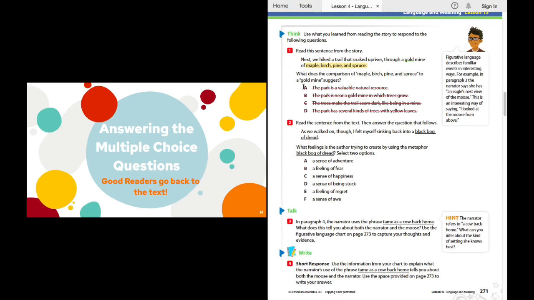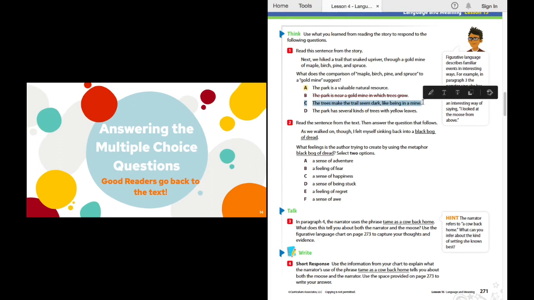So we're going to now take a look at these answer choices and compare them to what I just said. Okay, so, the park is a valuable natural resource. This matches my answer, but of course I'm going to mark it as a magic maybe. The park is near a gold mine in which trees grow. We know it's not literal because maple, birch, pine, and spruce aren't in a gold mine. The trees make the trail seem dark, like being in a mine. This could be an option, but that's not really what the author is saying because it doesn't mention anything about darkness.